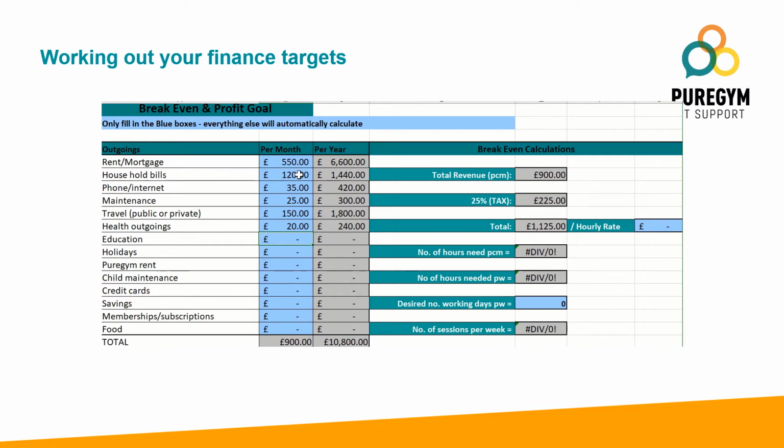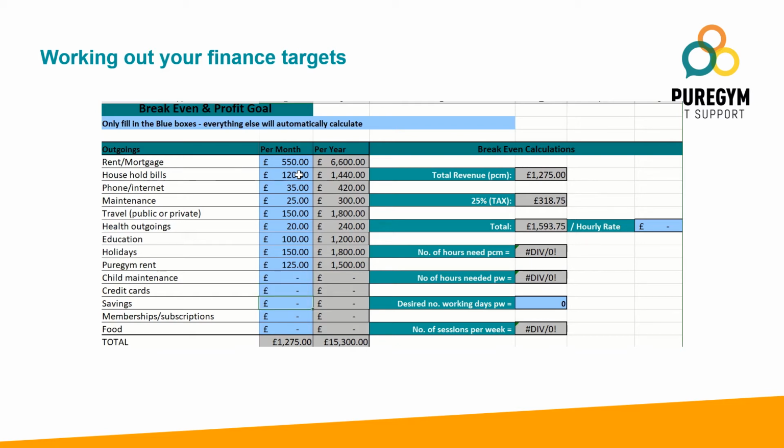Or if you want to save a bit of cash towards the end of the year to invest into a CPD or whatever that may be, then obviously you can factor that in, because that's quite an important thing. So let's just go, for example, I'm paying off my level 3. Holidays. So if you want to put a bit of money aside for holidays every month, Pure Gym, rent. So let's say I've got a rent of 125 a month. Child maintenance, 0. Credit cards, hopefully it's 0.